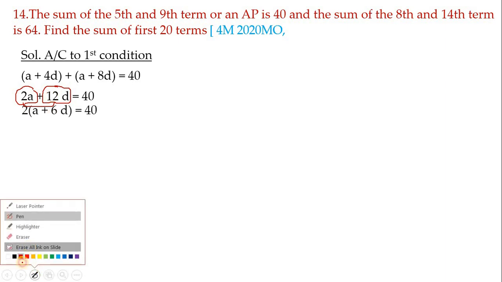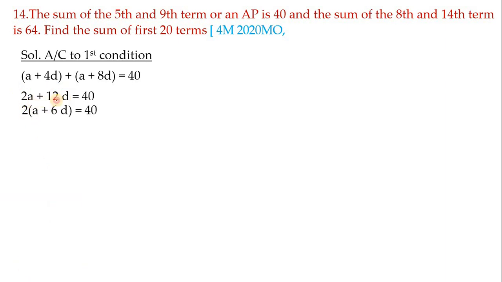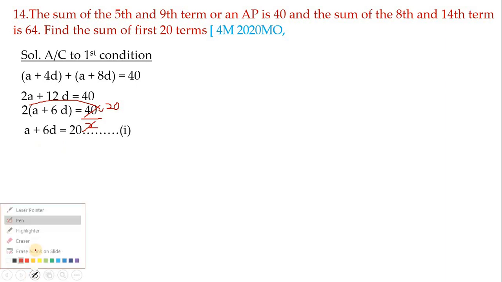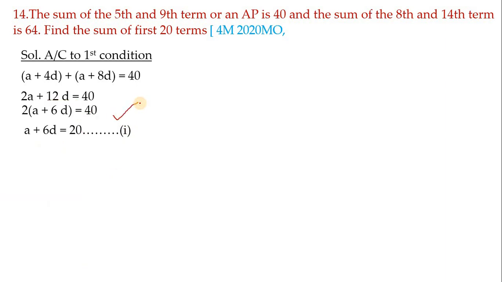Next, this 2 transferred to this side becomes the denominator. Let me cancel this. 2 ones are 2, and 2 twenties are 40. So what I'll get is a plus 6d equals 20. Call it equation number 1. See how we got equation 1 by using the first condition.